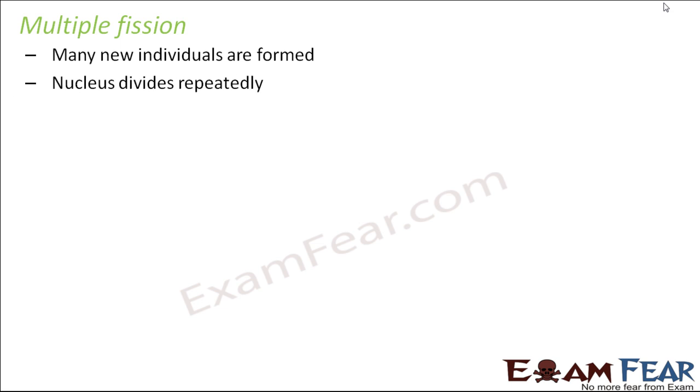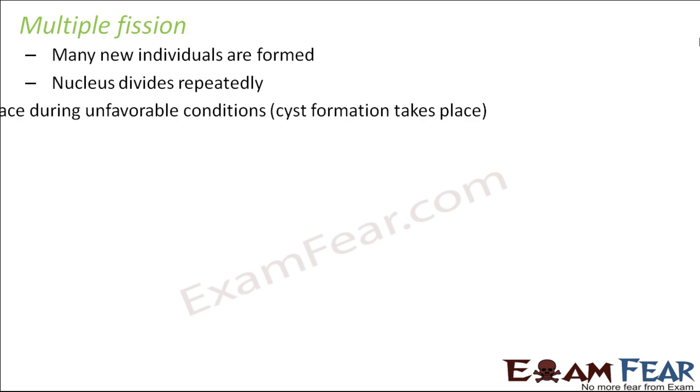The next type of fission is multiple fission, where, as I mentioned, one organism will split to form many new organisms. Like in case of binary fission, two new organisms were formed. Here many new organisms will be formed. So here the nucleus continuously keeps on dividing over and again. In the earlier case, the nucleus divided into two nuclei. Here, the nucleus will continuously keep on dividing, so multiple nuclei will be formed. And when multiple nuclei are formed, multiple new individuals are also formed.